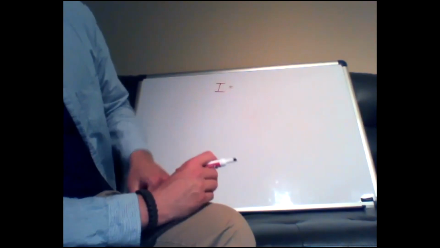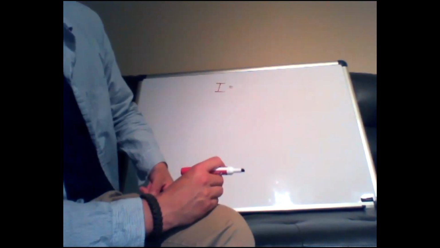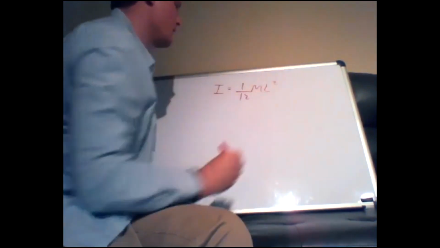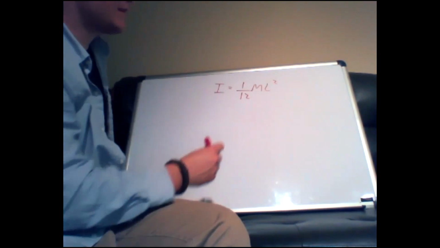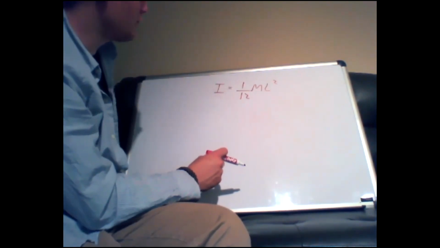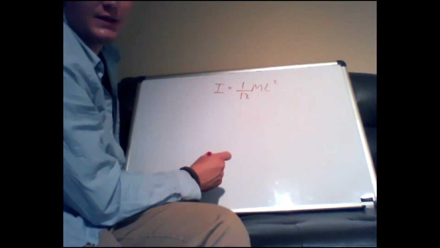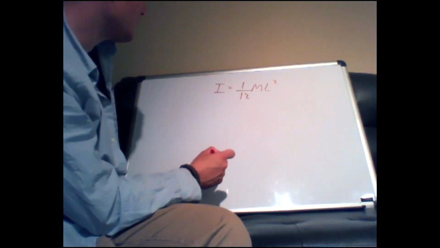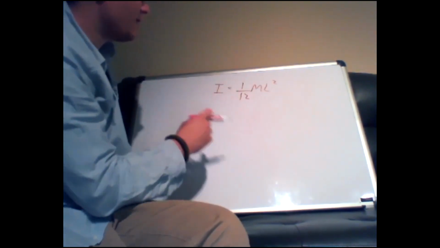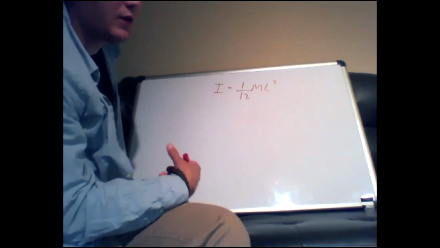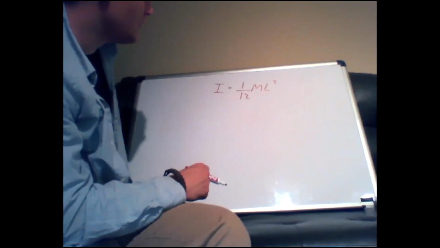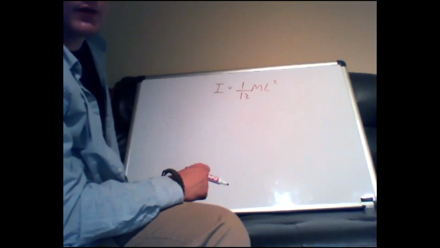In this case, if it's rotating about its center, the moment of inertia is going to be 1/12 mass times length squared. Our length is 0.4 meters. Our mass is 0.5 kilograms. Plug that into your formula, and you'll get some value. Always remember the units. The units are kilograms times meters squared. And that's your moment of inertia.